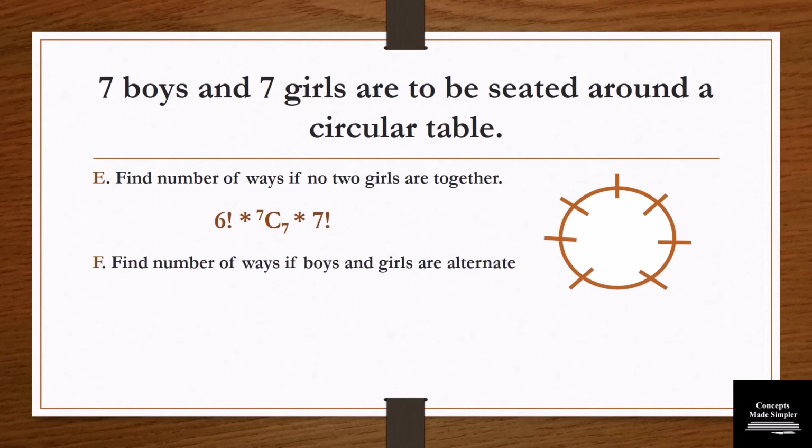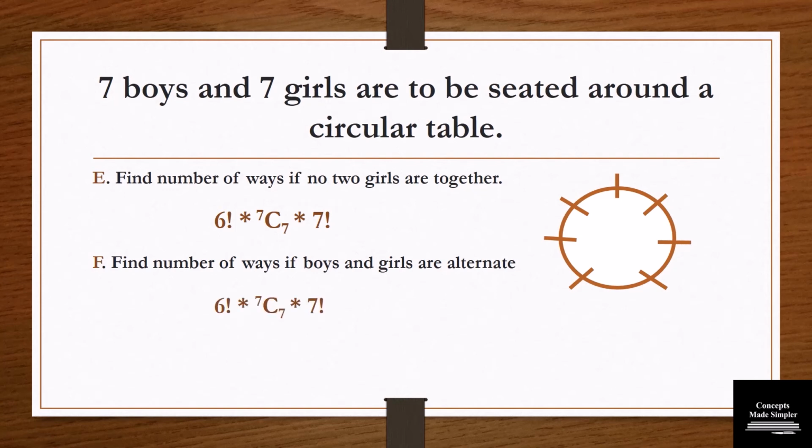Now the next question is a little tricky. The question goes like, find number of ways if boys and girls are alternate. Now the same question I have also explained in case of a linear arrangement, but there is a slight difference when it comes to a circular arrangement. For a linear arrangement, the starting and the ending position has some significance. But for a circular arrangement, since it is a circle, we don't exactly have a starting and an ending position. So, girls not being together or boys and girls being alternate, the solution would be the same.